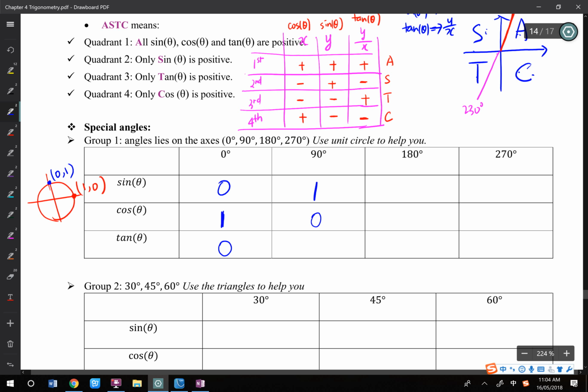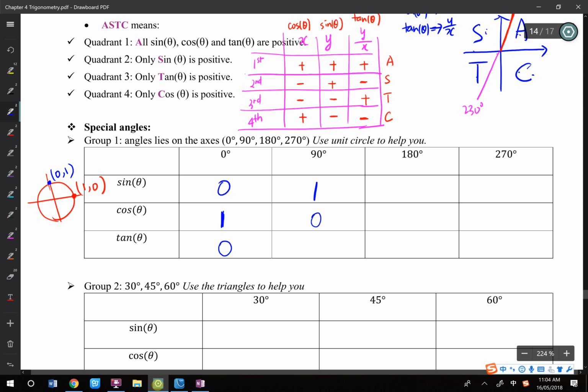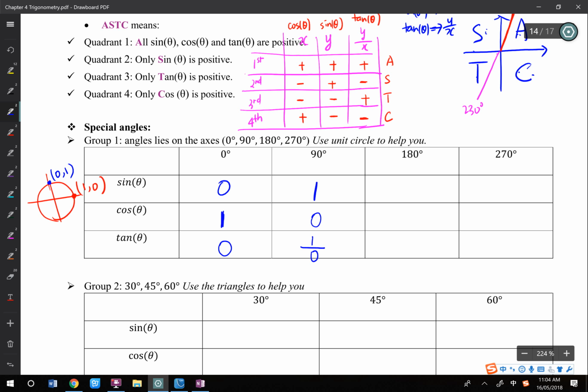Okay, how about tan 90? What divided by what gives you tan? Y divided by x, right? So it's 1 divided by what? Okay. What's 1 divided by 0? Is that 0? Undefined.